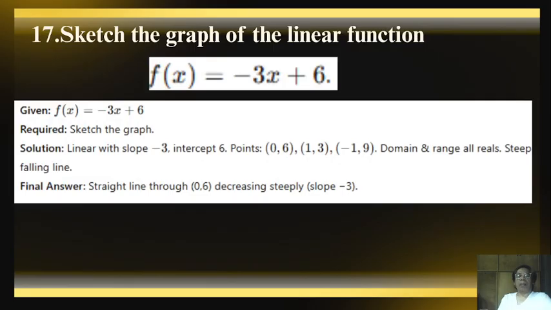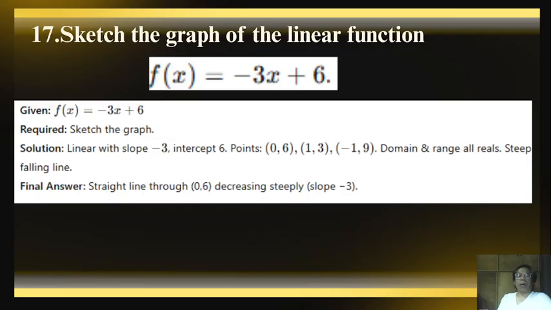Practice problem number 17. Sketch the graph of the linear function. A function of x is equal to negative 3x plus 6. So we're given a function of x equal to negative 3x plus 6. We are required to sketch the graph. So solution: linear with slope negative 3, intercept 6.